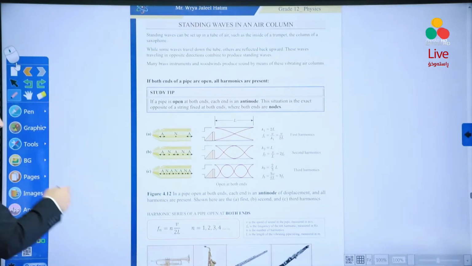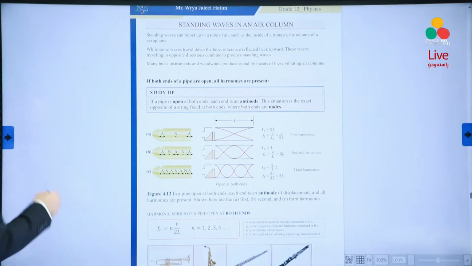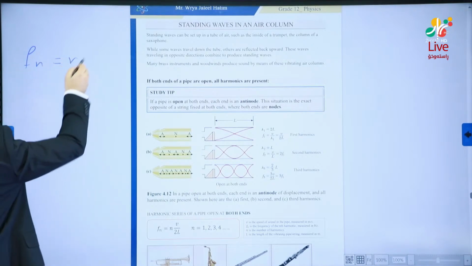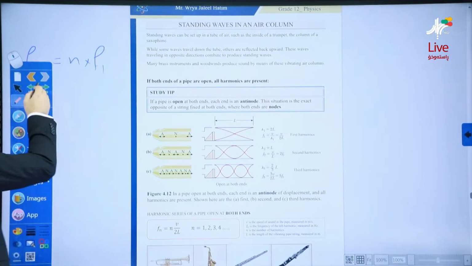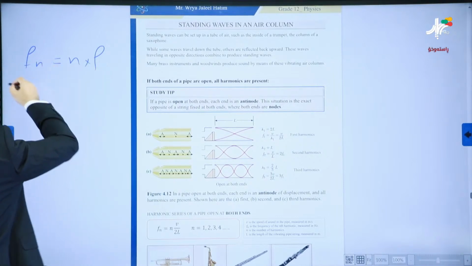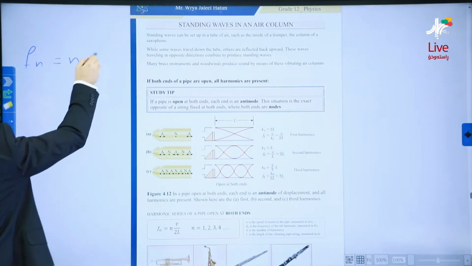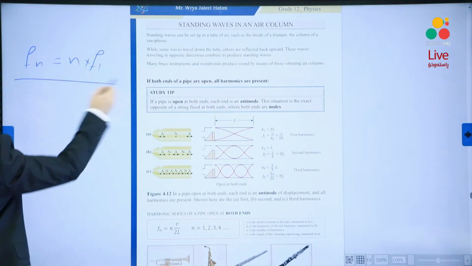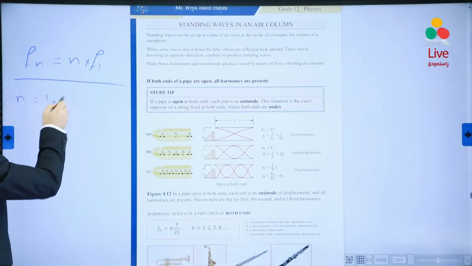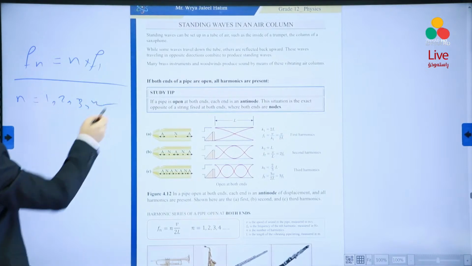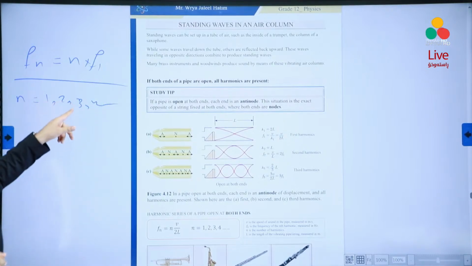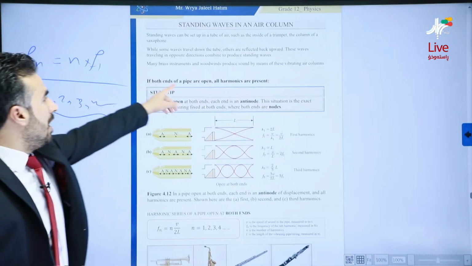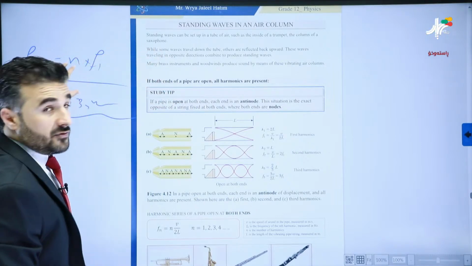Previously, when we had a string and were talking about harmonics, we said Fn equals n times the fundamental frequency, n times F1. For a string, n can equal 1, 2, 3, 4, and so forth, so odd and even numbers. These are all harmonics. That was for a string.